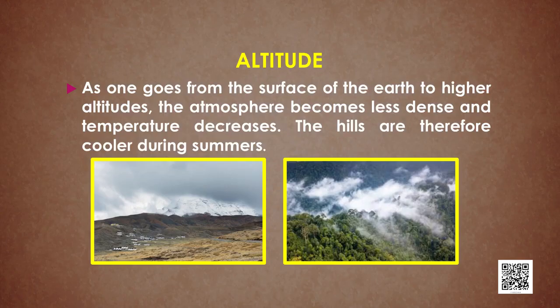On the other hand, when we talk about altitude, altitude means as one goes from the surface of the earth to higher altitudes. Altitude means elevation, height. The atmosphere becomes less dense and the temperature decreases. Therefore, the hills are cooler during summers. When we have our summer vacations in the northern part of the country, all of you are waiting to go to a hill station. Why?